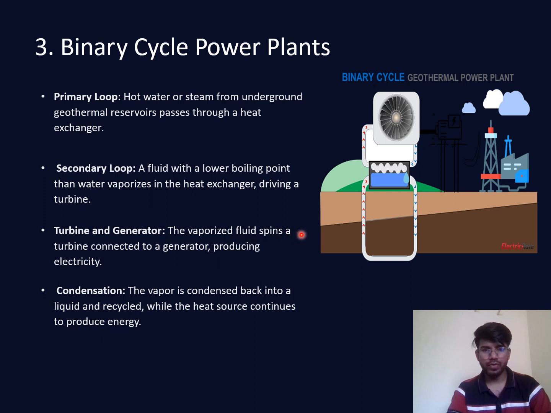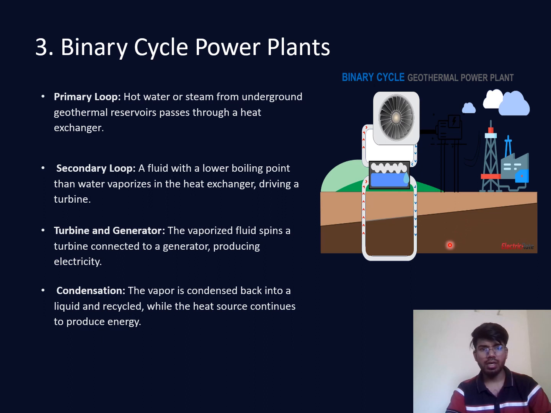The vaporized fluid spins the turbine connected to a generator, producing electricity. And then the last one is condensation. The vapor is condensed back into a liquid and recycled. Then the heat source continues to produce the energy.